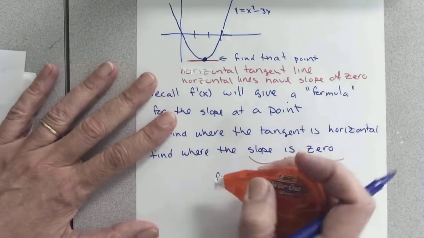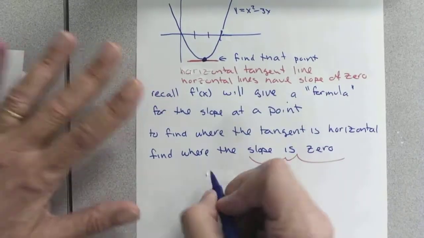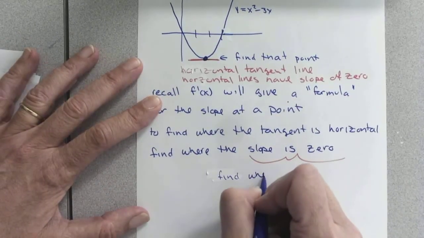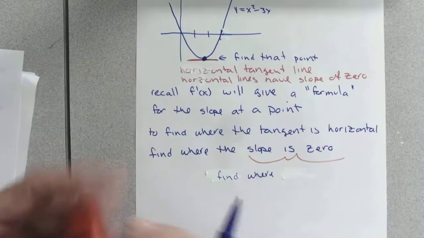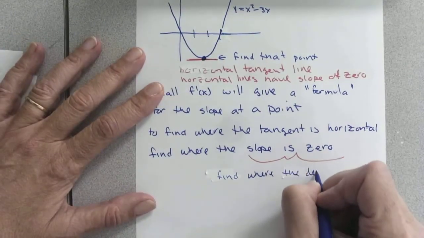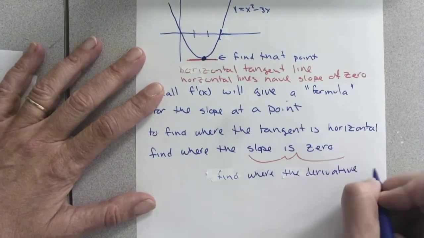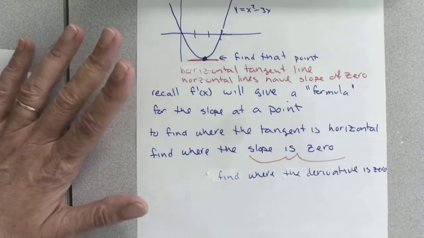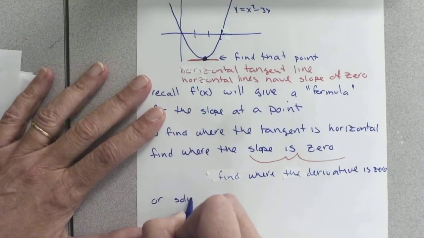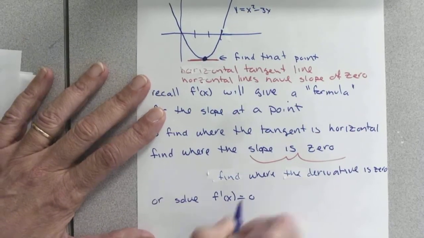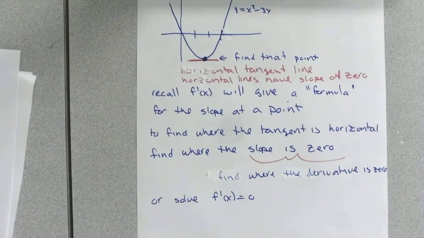Find where the derivative is 0. Should have written a little bit smaller, but we got it on there. Or solve f prime of x equals 0. That's what we're going to do to find that point. We're going to solve the equation f prime of x equals 0.